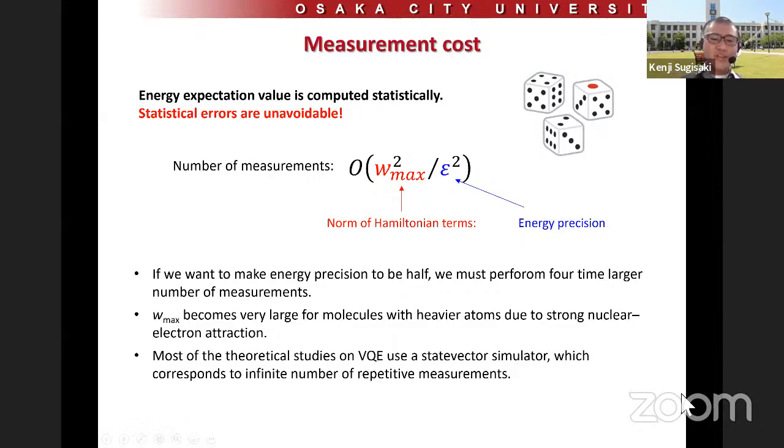Most of the theoretical studies on VQE use the state vector simulator. If we use the state vector simulator, the expectation value can be calculated directly from the quantum state. So this corresponds to an infinite number of measurements. But in real quantum machines, of course, an infinite number of measurements is impossible. So we have to perform measurements, for example, 10,000 times or less. So we have to always bear in mind the statistical error.